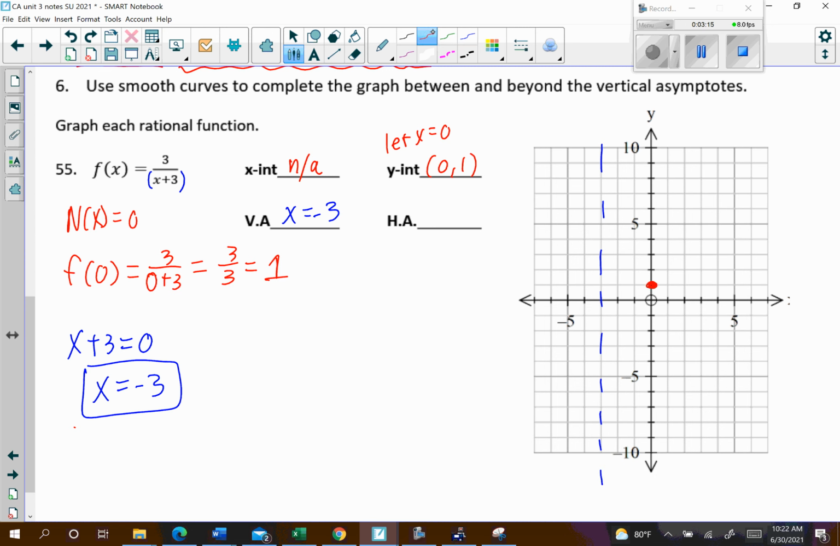And then horizontal asymptote, we can see that when you compare the variables, there is no variable on top, so it has an understood power of 0. And so the power on top is smaller than the power on bottom, so it defaults to y equals 0, which will be right here.